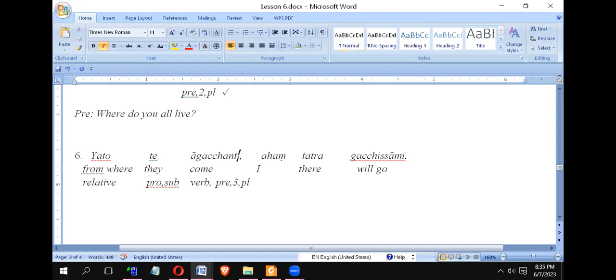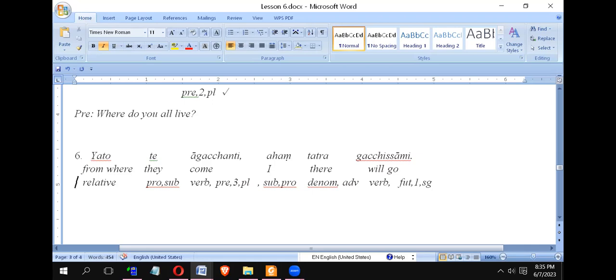Okay, continue. Aham is I. It is a pronoun, and also the subject. Tatra is there, as a demonstrative it is an adverb. Gacchissami is a verb, right? Future tense. It's first person, singular. Okay. Good. All right.